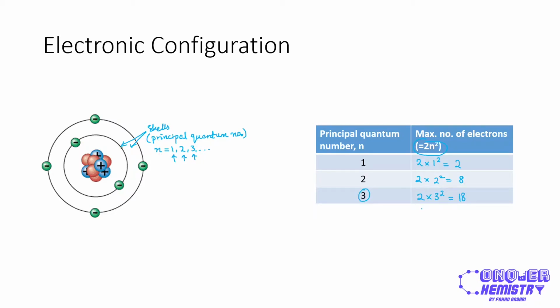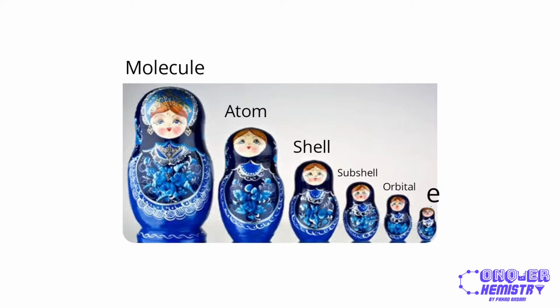So these principal quantum shells further consist of subshells, which further consist of orbitals, and then within the orbitals you find the electrons. So molecules are kind of like Russian dolls. Within a molecule you get an atom, within an atom you get a shell, and so on and so forth. So basically you keep opening up and splitting atoms into their multiple parts, and then you get parts within parts until you get to this little doll over here, which is the electron.